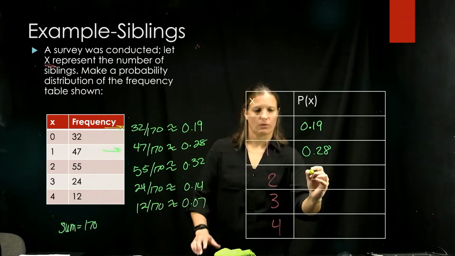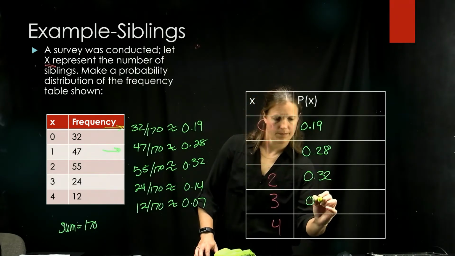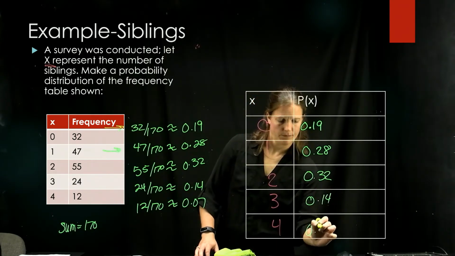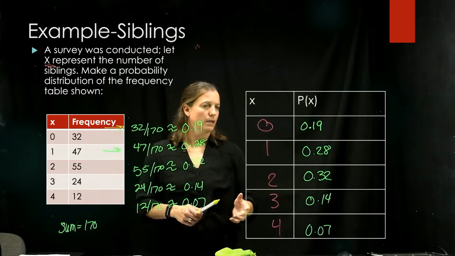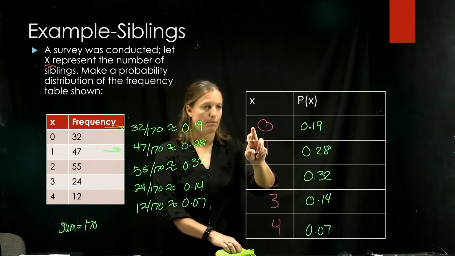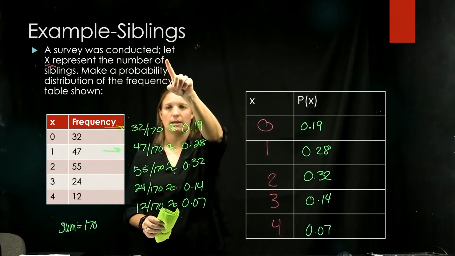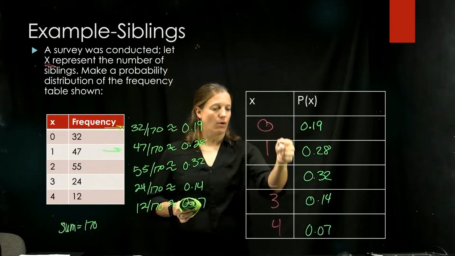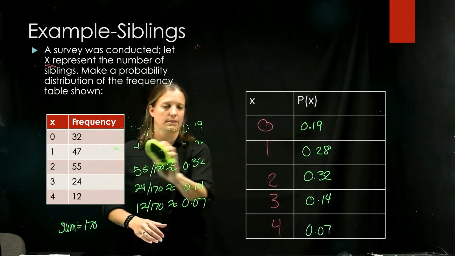Okay, and then I can transfer them over here. And here I have my probability distribution. So you can see I have my discrete random variable X, which again represented the number of siblings. I have all those possible values, and I have their associated probabilities listed there.